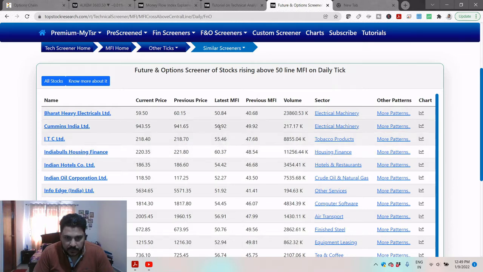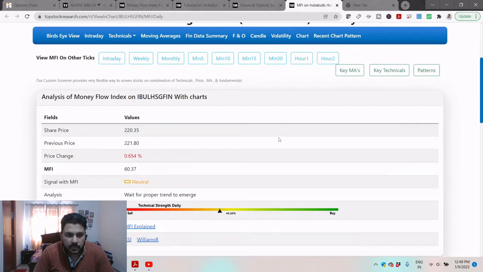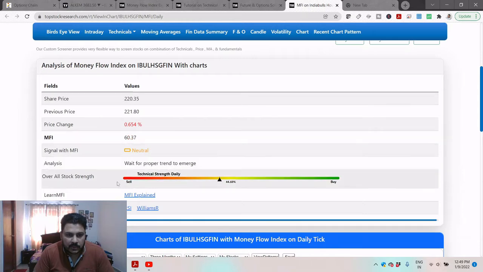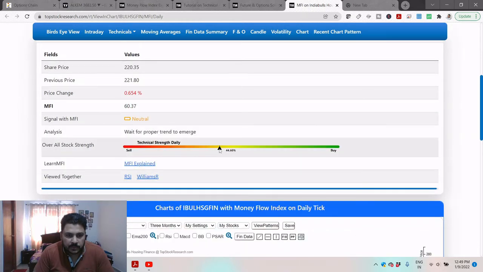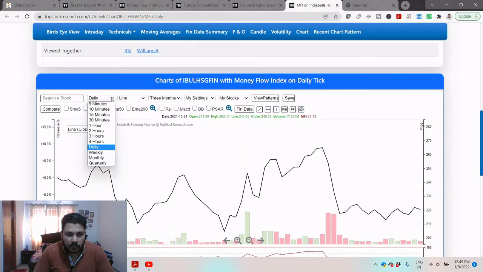So this is at 55, 56, 60, India Bulls Housing Finance. Let's see how the chart pattern is. This will give you various values. Wait for a proper trend to emerge. This is at the center, and now we will see what the chart is going to tell us.